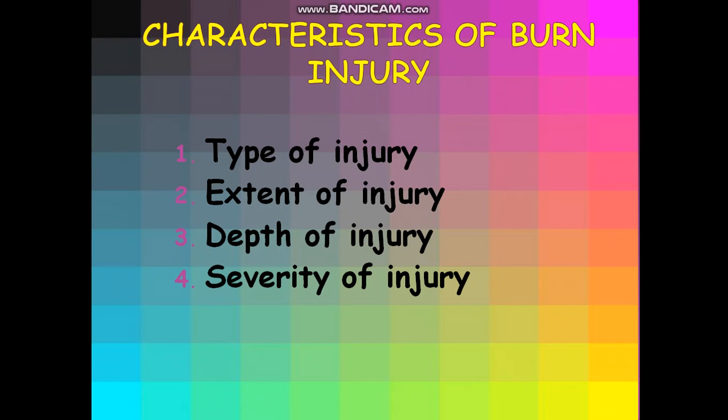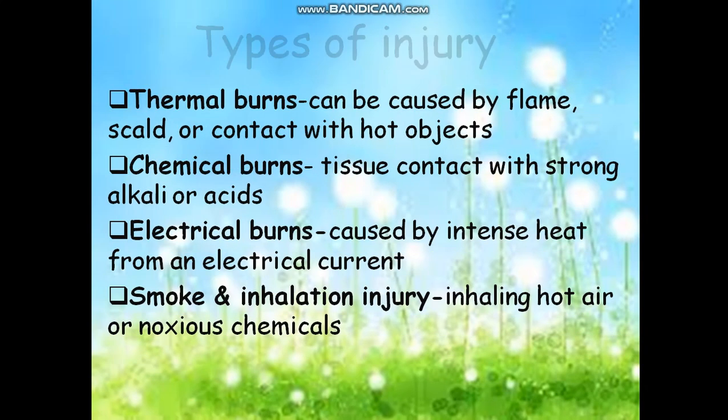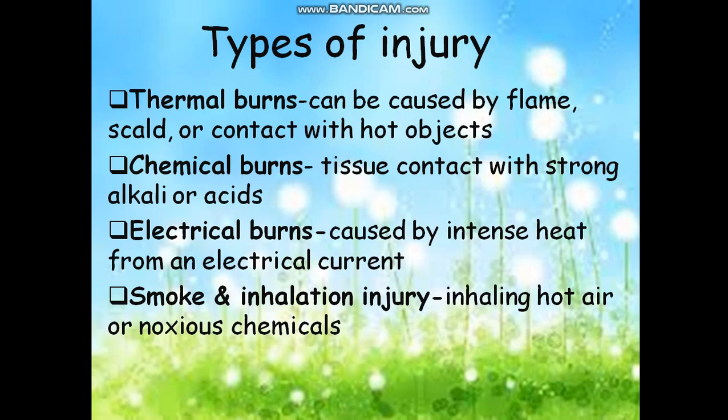So based on the type of injury, it is divided by the cause. Thermal burns can be caused by flame, scald or contact with a hot object. Chemical burns are tissue contact with strong alkali or acids. Electrical burns are caused by intense heat from an electrical current. Smoke and inhalation injury is inhaling hot air or noxious chemicals. So this is based on the types of injury: thermal burns, chemical burns, electrical burns, smoke and inhalation injury.